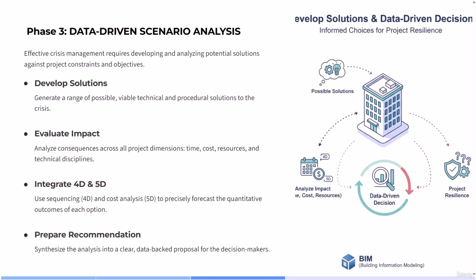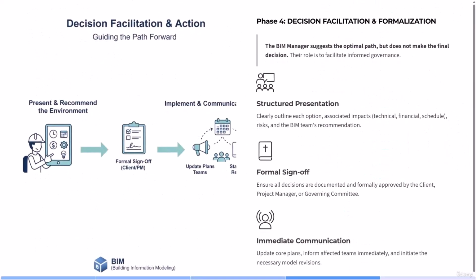The third step is data-driven scenario analysis. This is about exploring different solutions. The BI manager evaluates these solutions using the model data and simulations. For example, if the MEP duct route is changed, they will assess its impact on the schedule, cost variation, material availability, and how it affects other disciplines. This is where the fourth and fifth dimensions play a key role. With the help of these dimensions, we can determine, based on project data, that this change would require an additional 2 weeks and increase costs by 8%. This is what professional decision making looks like.